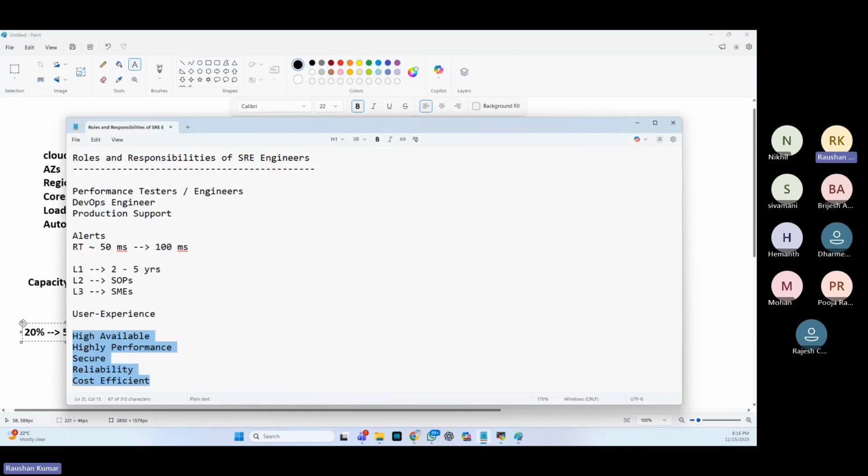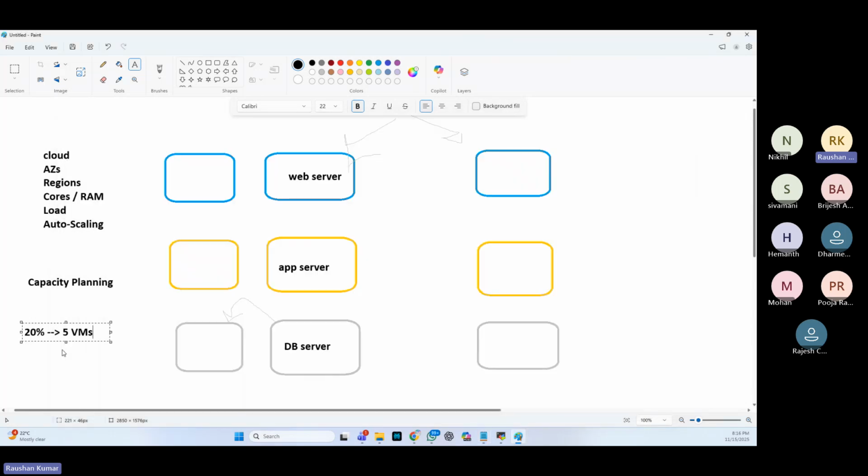Now, coming to the second point, high performance. How can I achieve it? See, performance engineers test. They simulate the load and they inform. They come to know about the current performance. Now, let's say the performance is not up to the SLA. Let's say your SLA was 50 or 100 millisecond, but right now the response time is 300 millisecond. Now you have to optimize it.